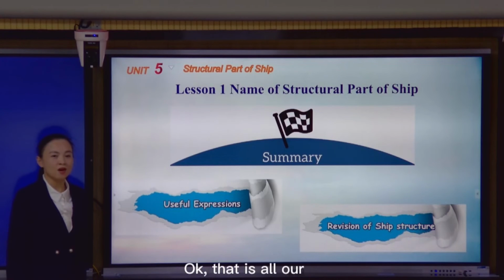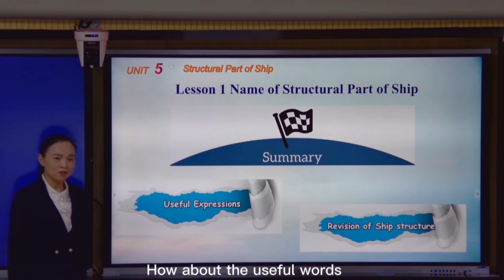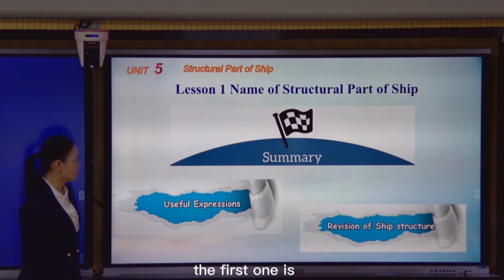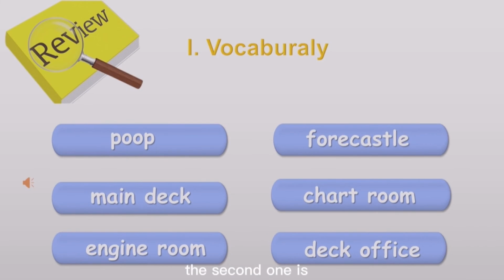Okay, that's all for our study today. Now it's time to summarize. How about the useful words and expressions we have just studied? Do you remember? Yes, there are 6 important words. The first one is poop. And the second one is forecastle.